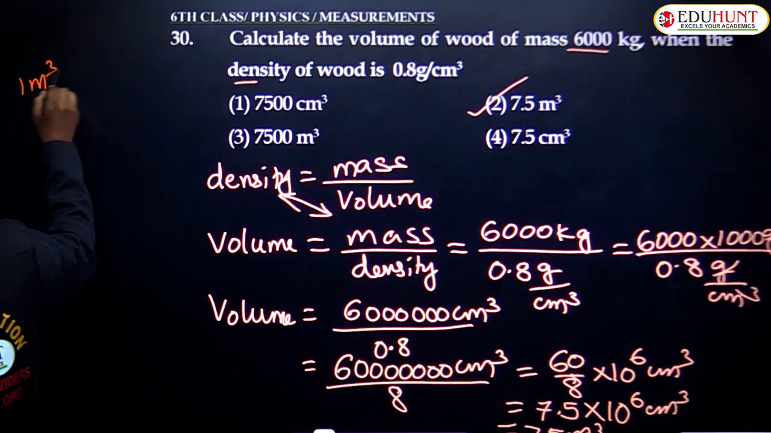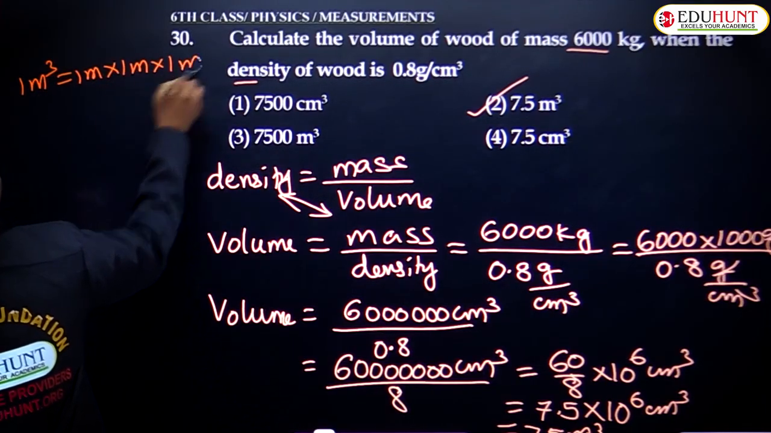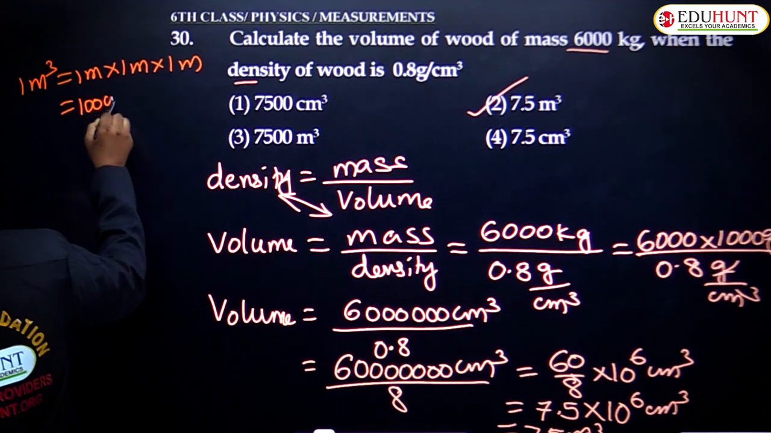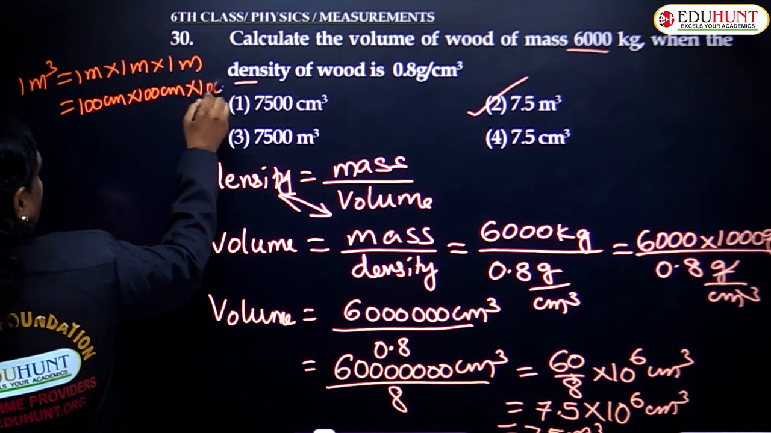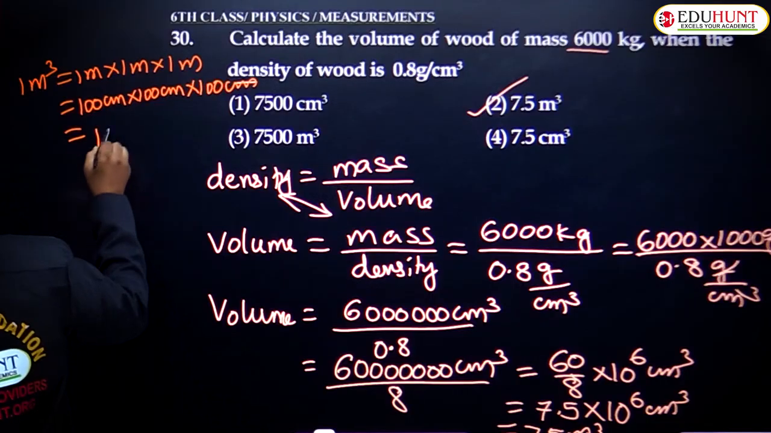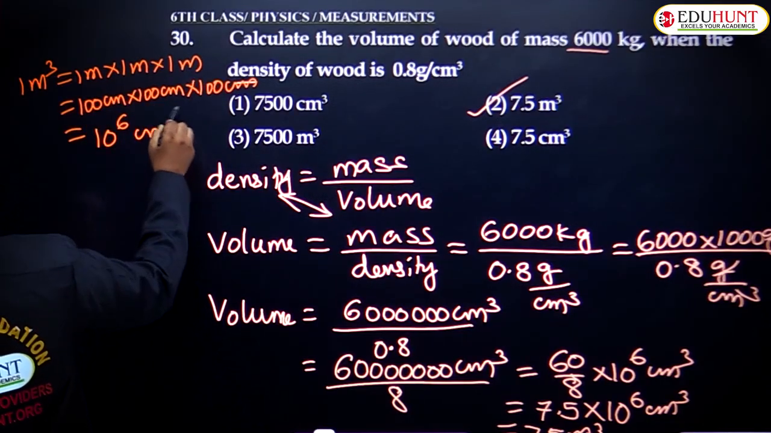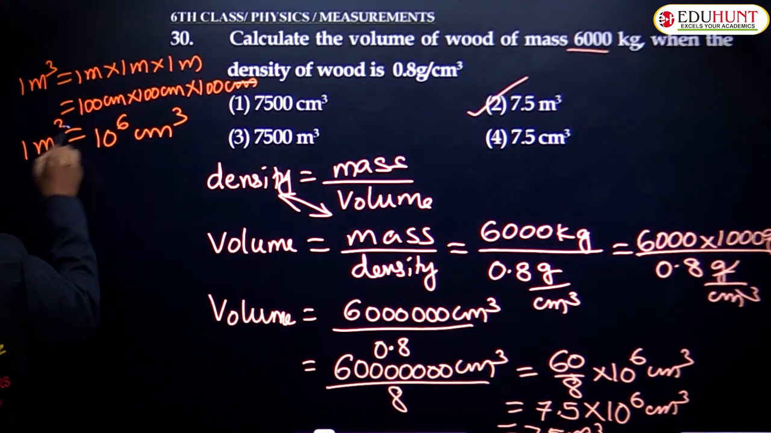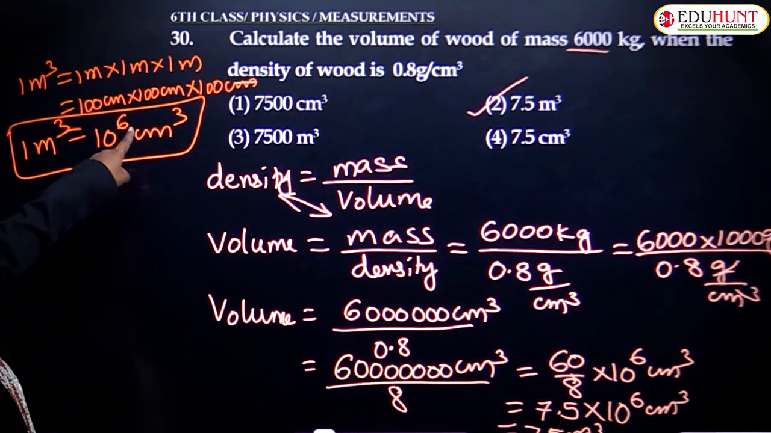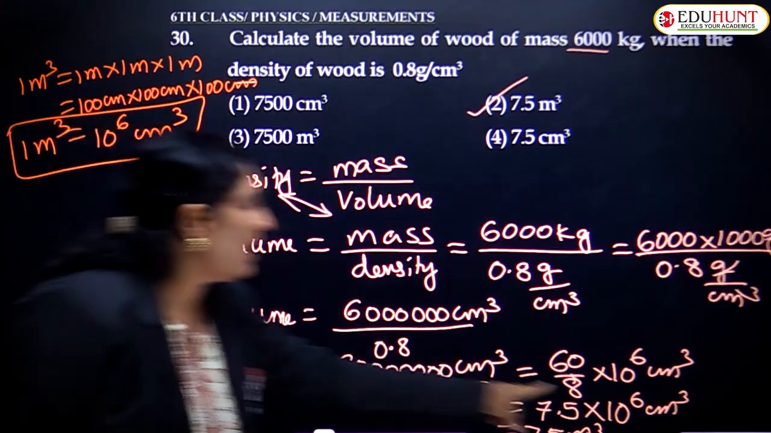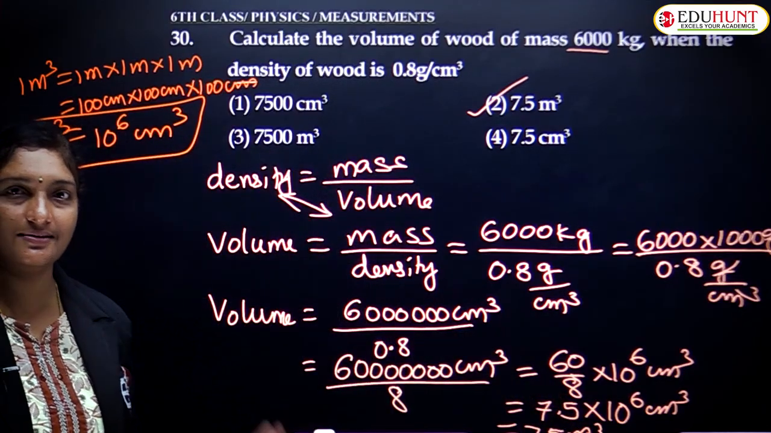1 meter cube can be written as 1 meter into 1 meter into 1 meter, nothing but 100 centimeter into 100 centimeter into 100 centimeter. So this is nothing but 10 power 2, 4, 6 centimeter cube. So 1 meter cube is equal to 10 power 6 centimeter cube. So instead of 10 power 6 centimeter cube, I can write it as 1 meter cube. Is it clear, children? Okay.